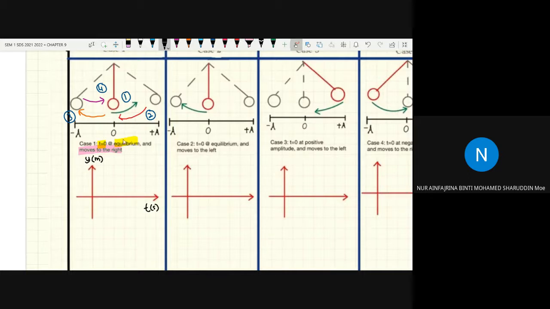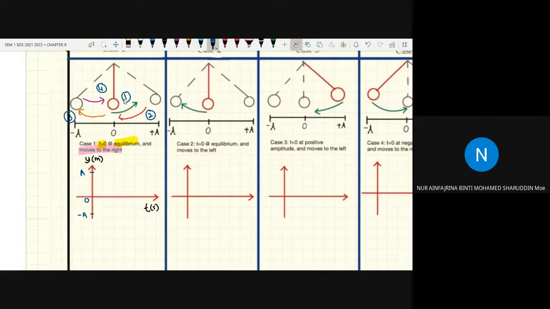Okay, now we have equilibrium, we have maximum amplitude in positive y, and then we also have negative amplitude in negative y, paksi negative y. Okay, I draw for you. So here you will have positive amplitude. Here you will have the equilibrium position, kosong. And then here you will have negative amplitude. Kenapa dia negatif? Sebab dia berada dekat negative y axis. Kenapa ini positif? Sebab dia berada dekat positive y axis.